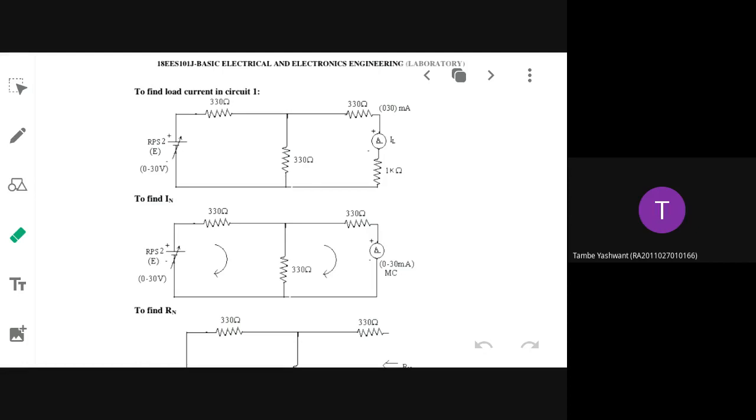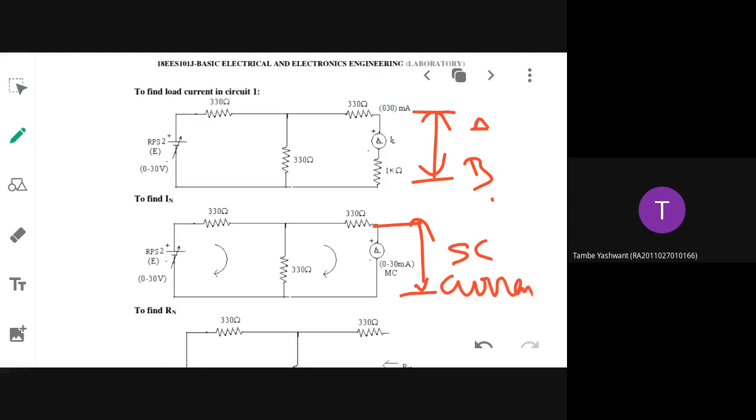Now, in this case, you have to short these terminals. This is the terminal AB, no? Now you need to short it, and after shorting you have to find out the short circuit current. For that purpose only they have connected one ammeter here.